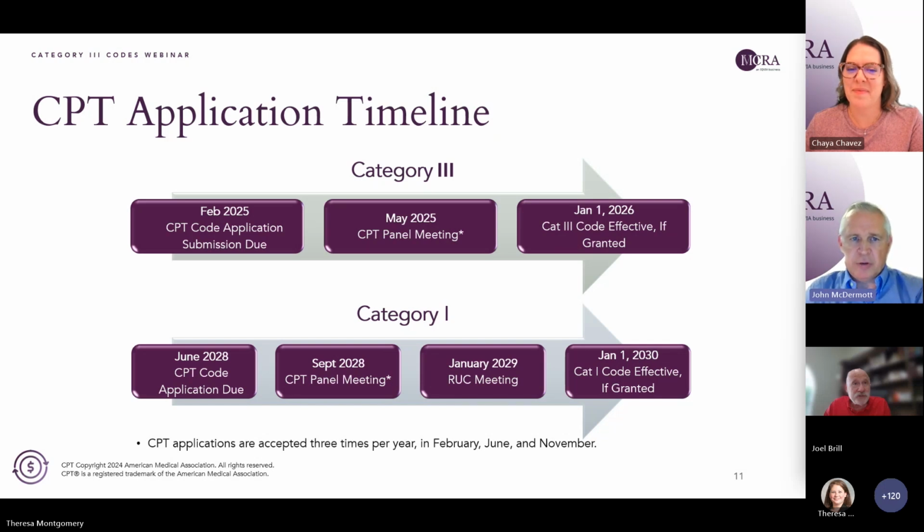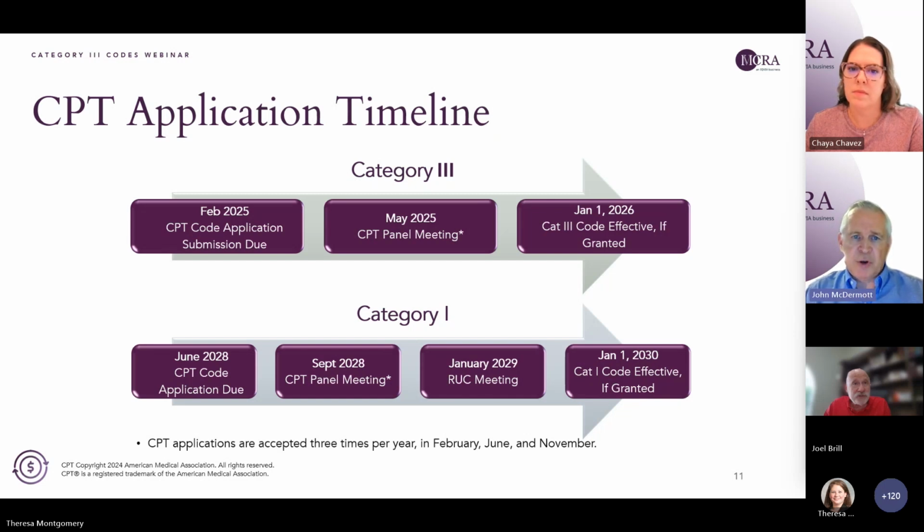So a couple other notes here. The Category 3 code is good for 5 years when it's issued, and it can be easily renewed with a simple email in advance of one of the application deadlines. So sometimes codes go on for 10 or 15 years as there's an ongoing need to continue to have them.